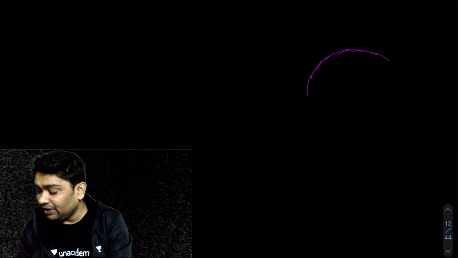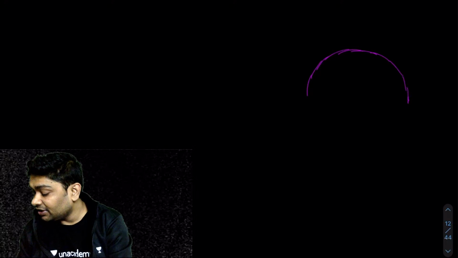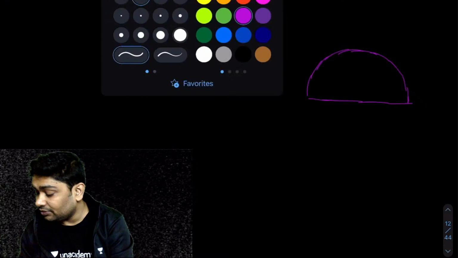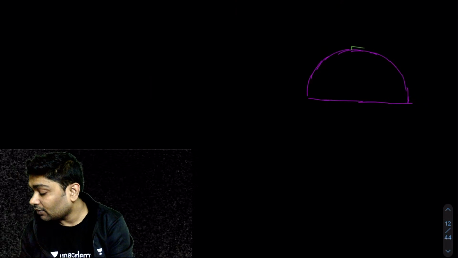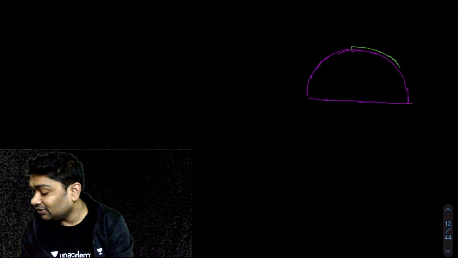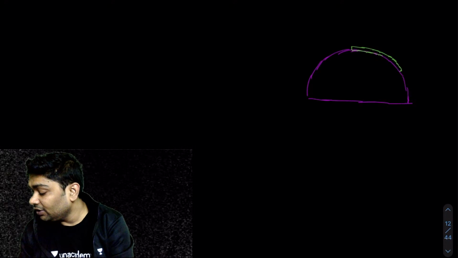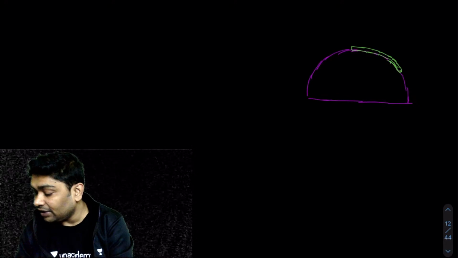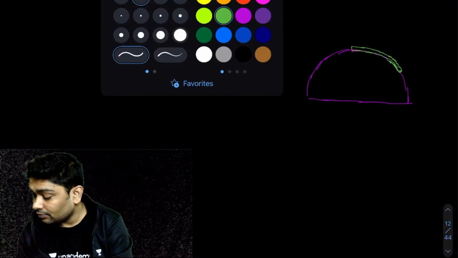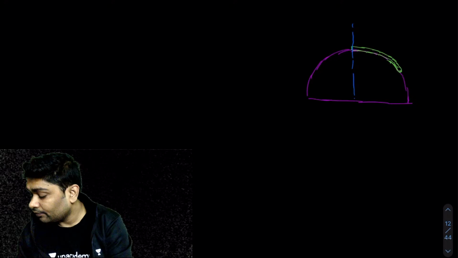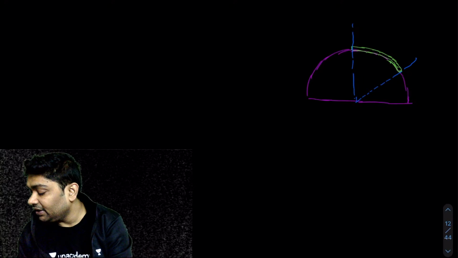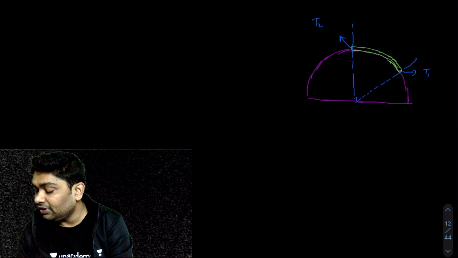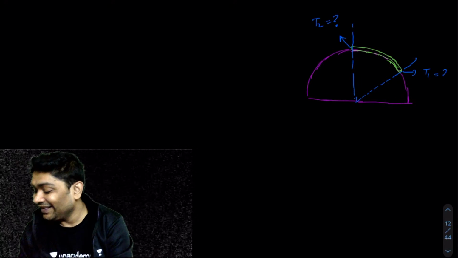You just need to be aware of the fact that if I talk about this portion in the overall chain, what will be the tension at the ends? Can you tell me what will be the tension at the ends? So what will be T here? Let's call it T1 and let's call it T2. Can you tell me the values of T1 and T2? Can you guess them?